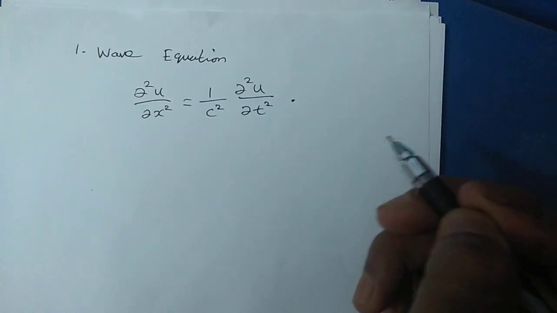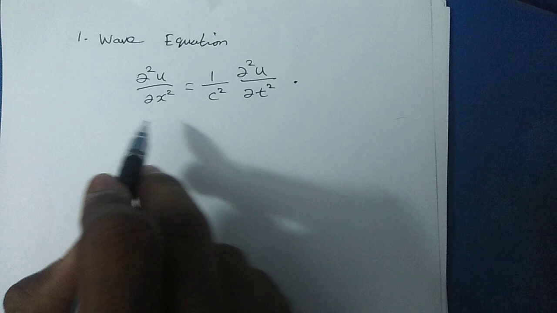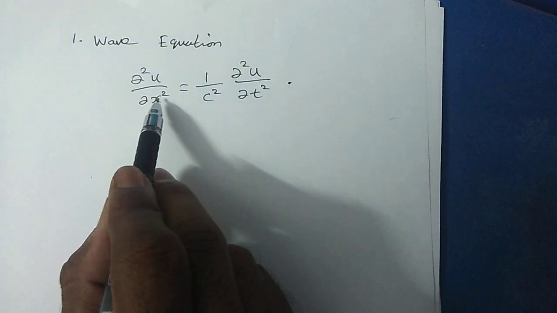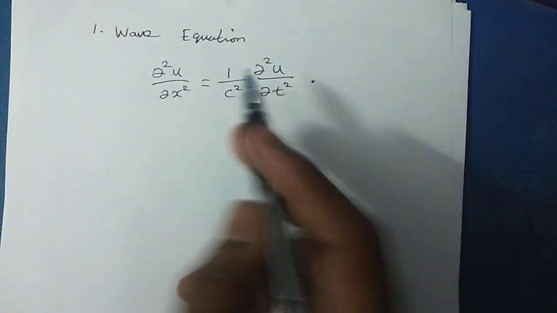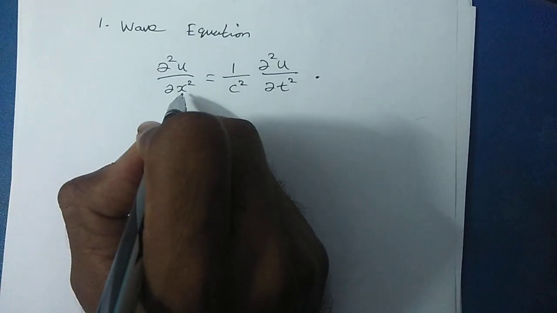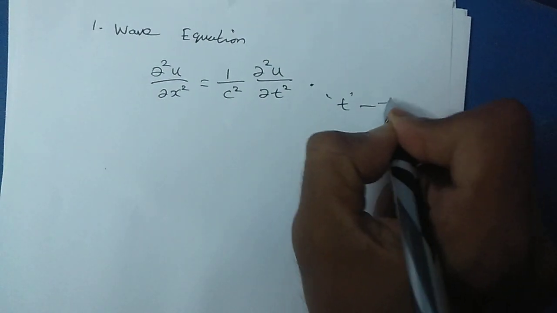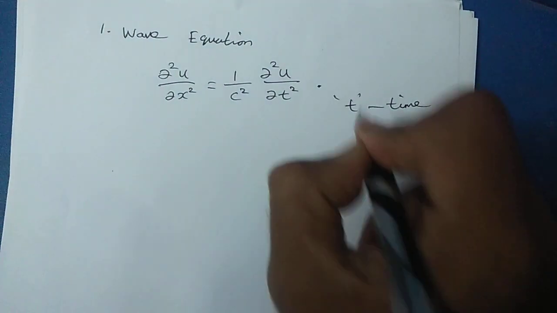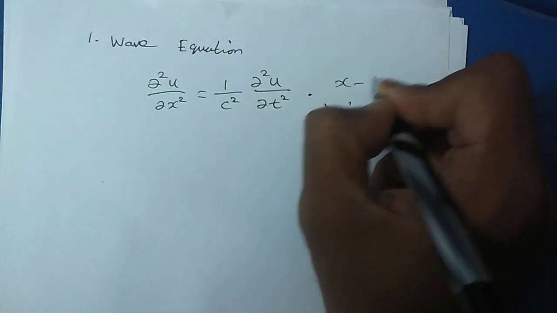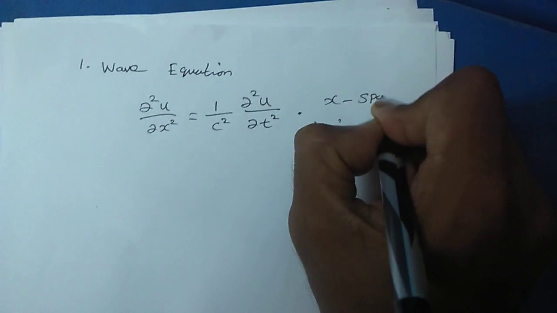Why is it one-dimensional? Since the spatial coordinate occurring is only one variable, that is x. So here x is the only spatial coordinate and t is the time variable.